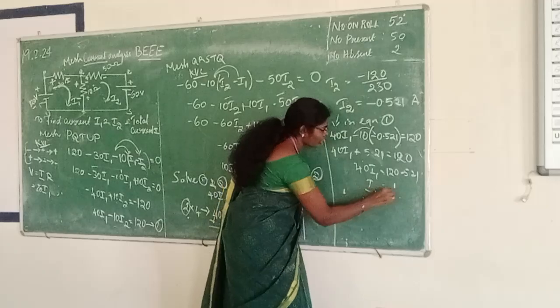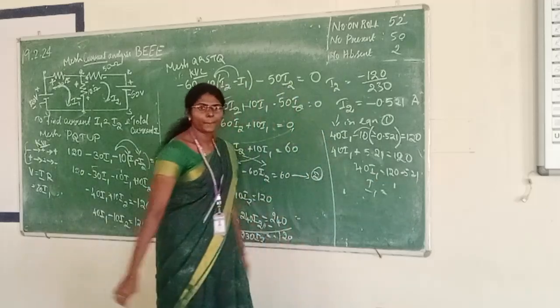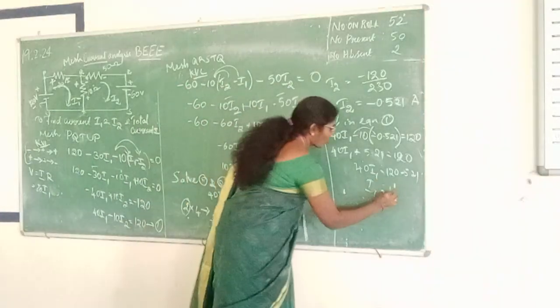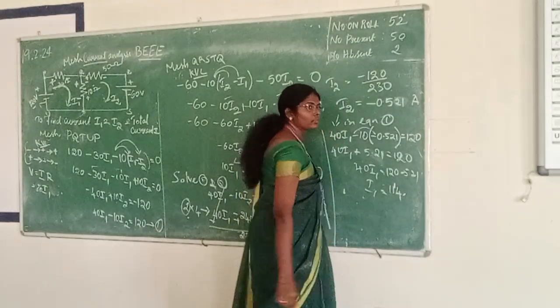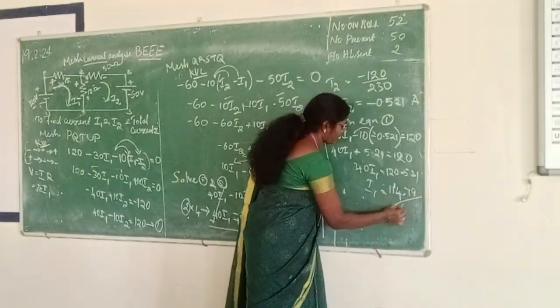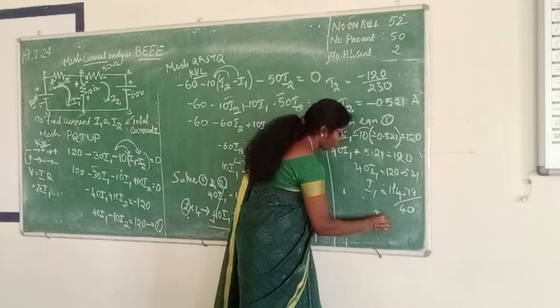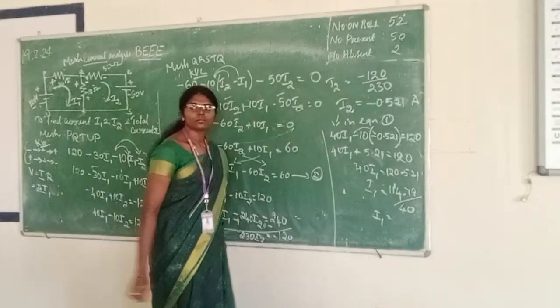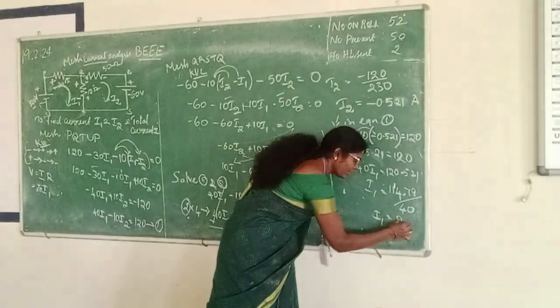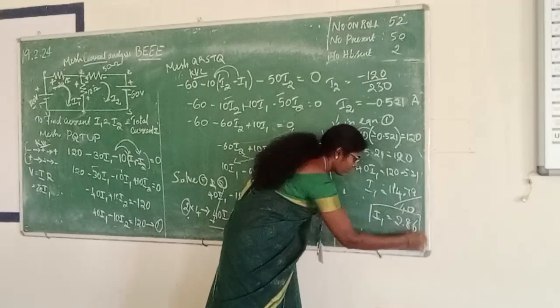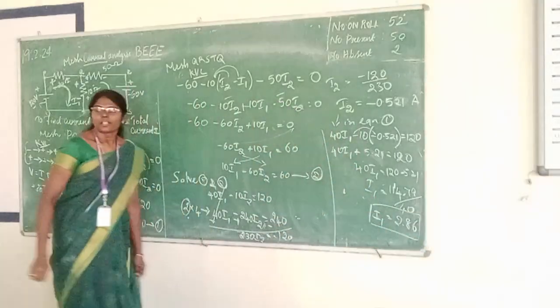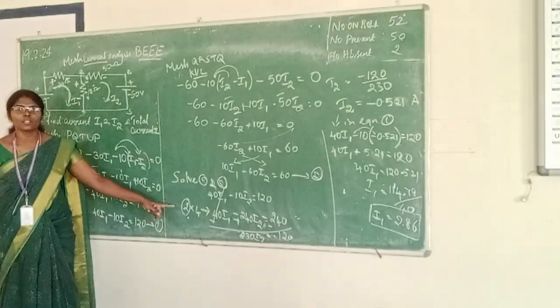Again, I1 is equal to, if you subtract it, what is it? 114.79 divided by 40. What is the value for I1 then? 2.86. Up to this, are you all clear up to this?